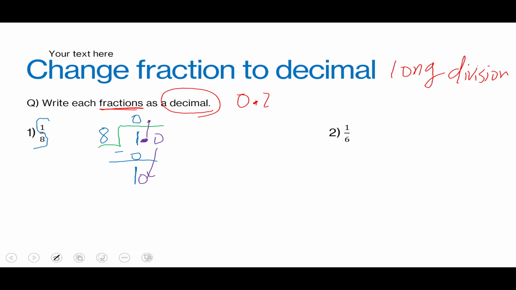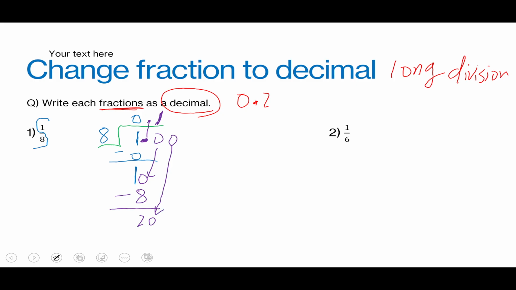Now it's 10. How many 8 in 10? Or 8 times what number is very close to 10? 1. 2 is going to be 16. It's going to be bigger. Now do the multiplication. 1 times 8 is 8. Subtract it. 10 minus 8 is 2. Still, there is a remainder. Add more 0 in the dividend.